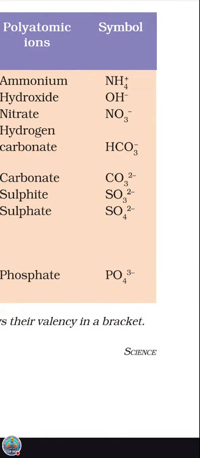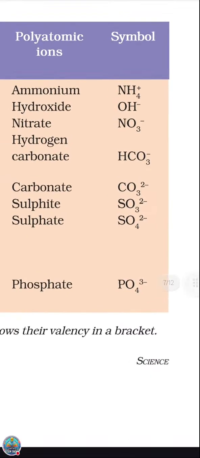As more atoms are there, we call them polyatomic. And why do we call them ions? As they're in ionic representation. Whenever they are with symbols like plus or minus, we call them ions. So here they are polyatomic ions. Ammonium NH4, hydroxide OH minus, nitrate NO3 minus, hydrogen carbonate HCO3 minus, carbonate CO3 2 minus, sulfite.